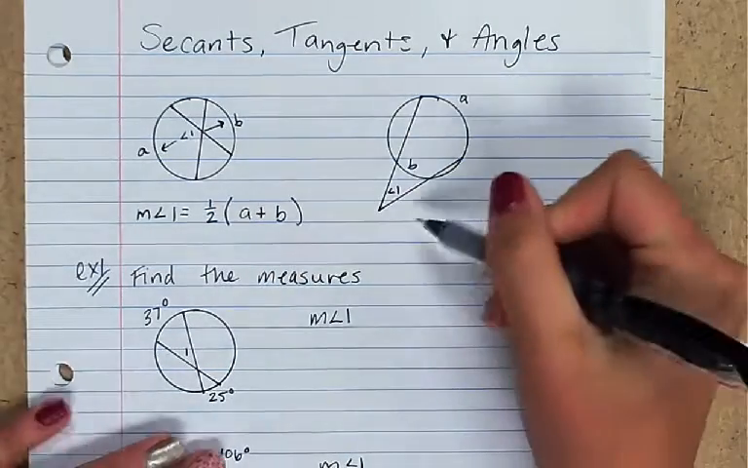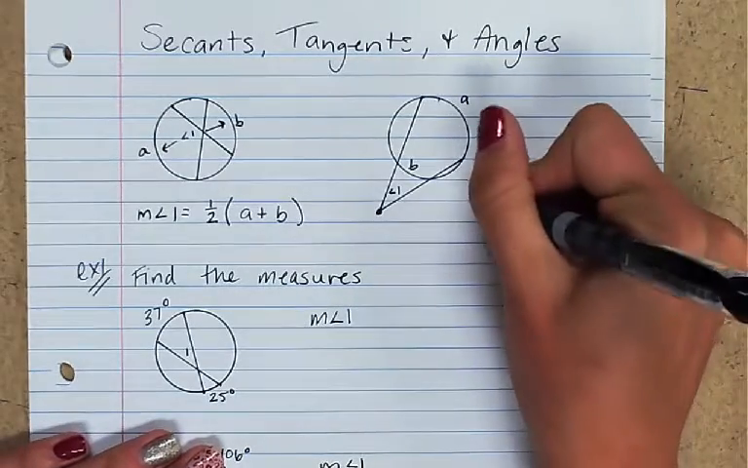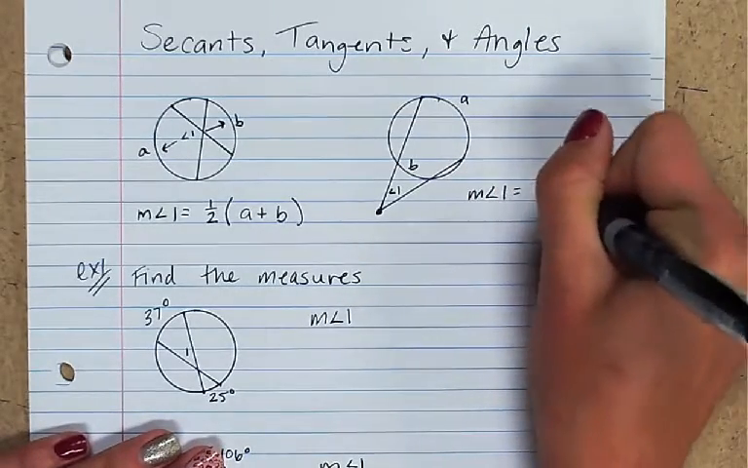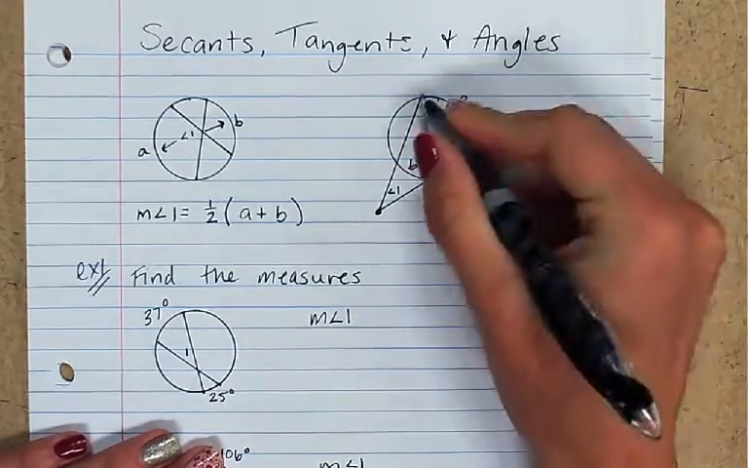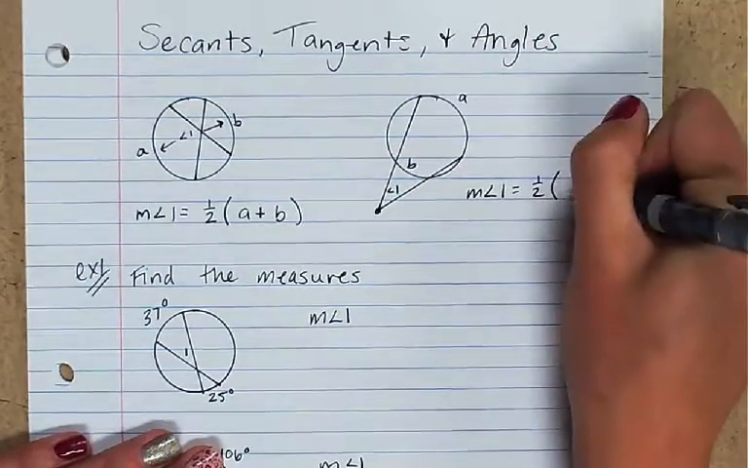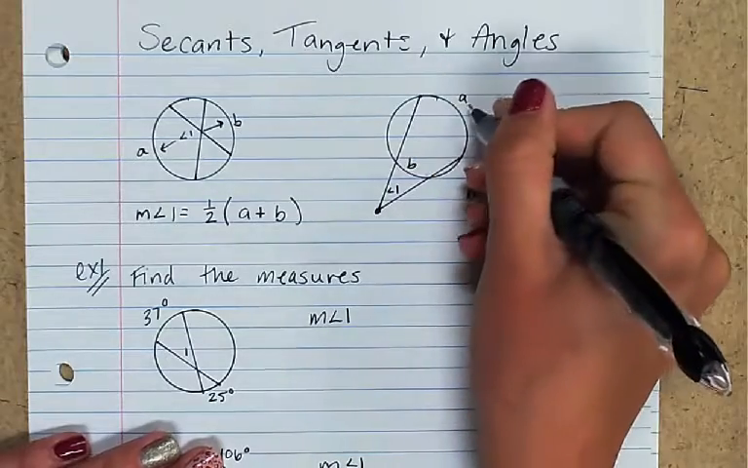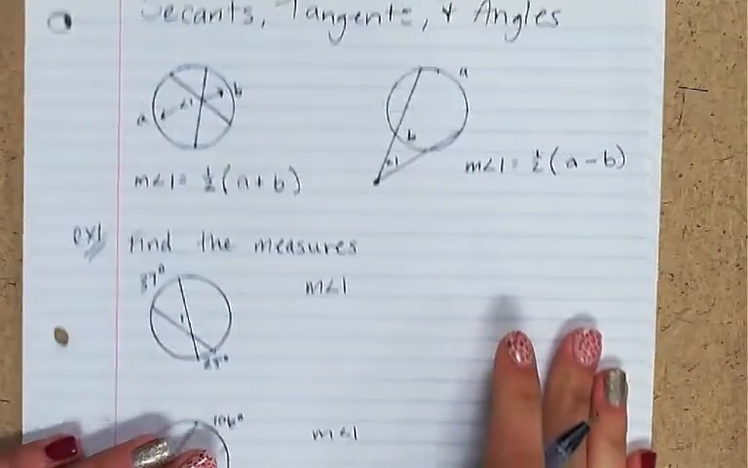If your vertex is outside the circle, like this one is, the measure of your angle is going to be half of the bigger arc, so that's always the one that's further away, it's going to be bigger. So half of the bigger arc minus the littler arc. So half of farther away minus closer.